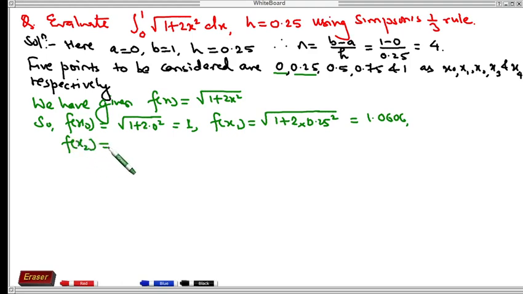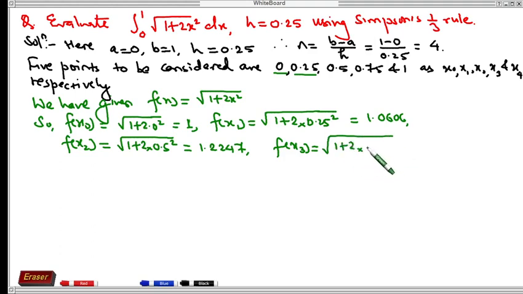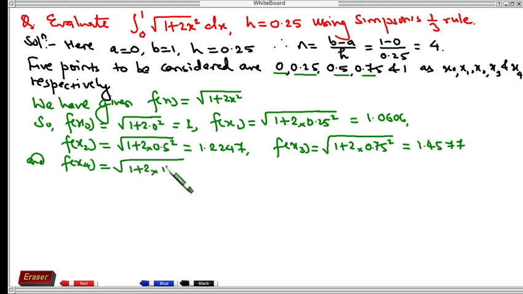Similarly f of x 2 equal root under 1 plus 2 times 0.5 square equal 1.2247. f of x 3 equal root under 1 plus 2 times 0.75 square equal 1.4577, and f of x 4 equal root under 1 plus 2 times 1 square equal 1.732, which is root under 3. We find the value of this.